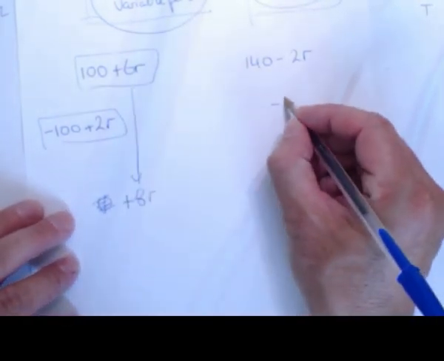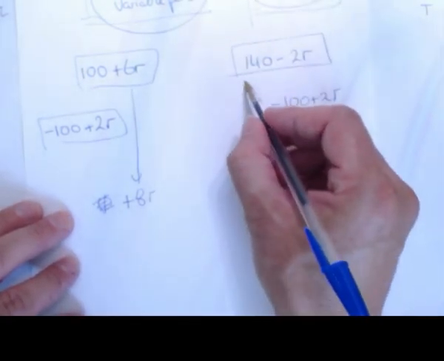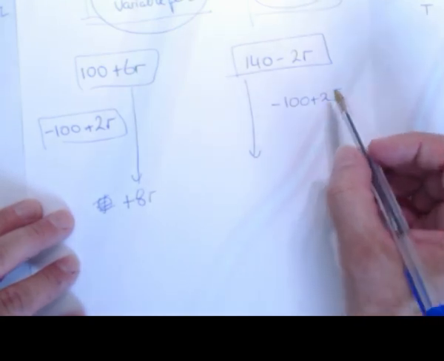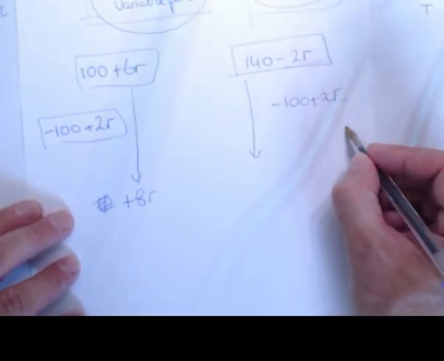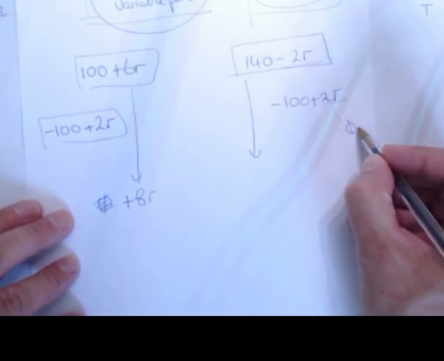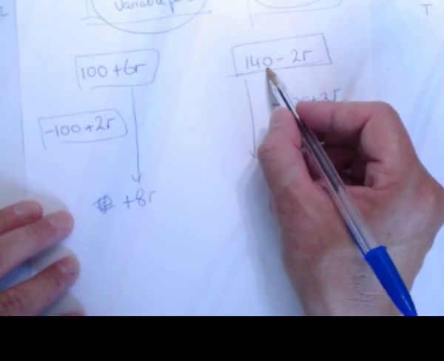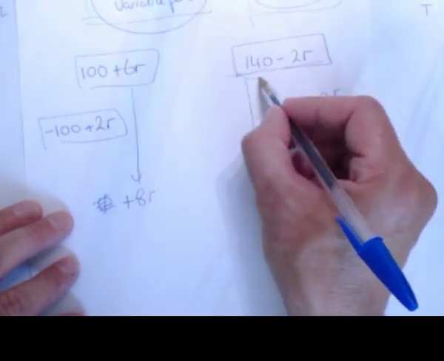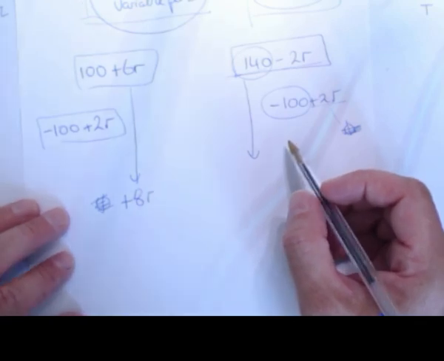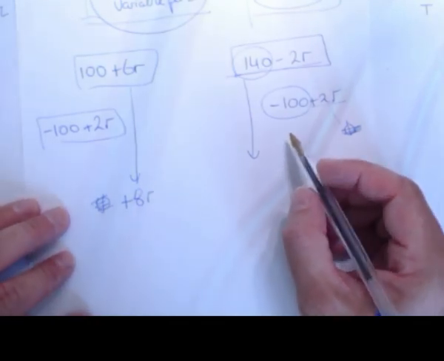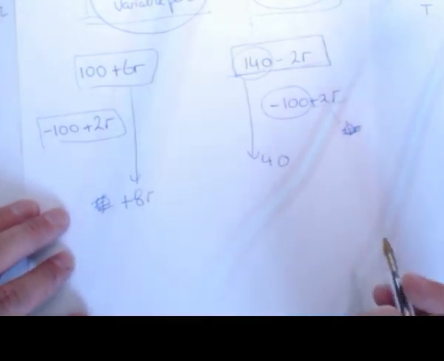What happens if we have minus 100 plus 2r added to this expression? What do we get? Well, the plus 2r and the minus 2r add together to give you nothing, so we can ignore that part. The 140 minus 100, you already know how to add and subtract negative numbers. These are whole numbers, these are integers. 140 minus 100 gives me 40.